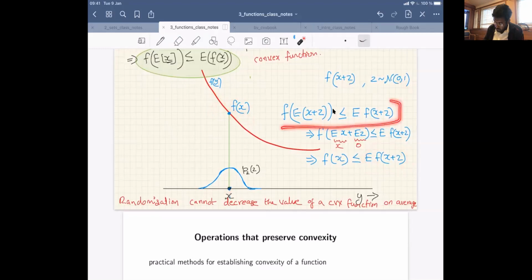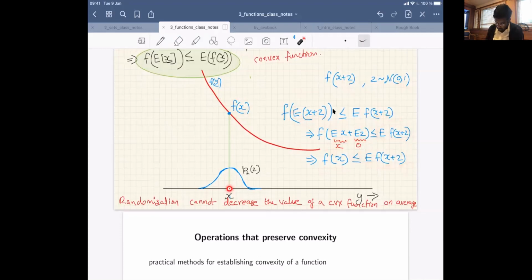We will just plug that into Jensen's inequality. So x we will replace with x plus z, where z is the random variable, and we take the expectation of this. The expectation of x is a constant, so it will be x itself. The expectation of z will be 0 because we consider a zero mean random variable. Now we are interested to see what happens to the expectation of f of x plus z. So this will be just f of x, which is less than or equal to the expectation of f of x plus z.